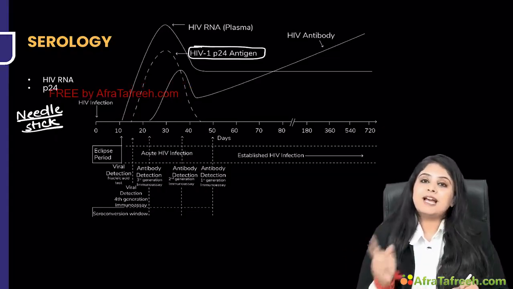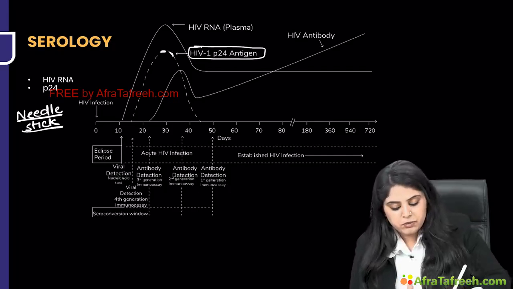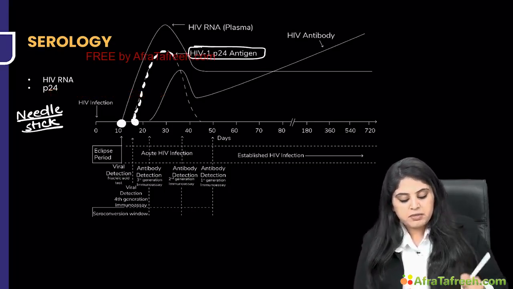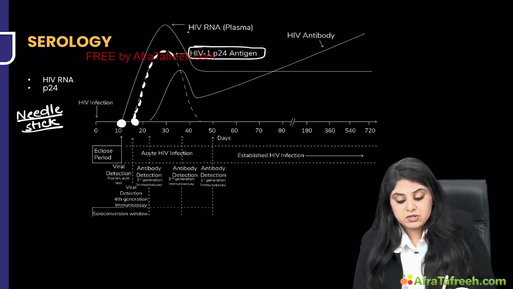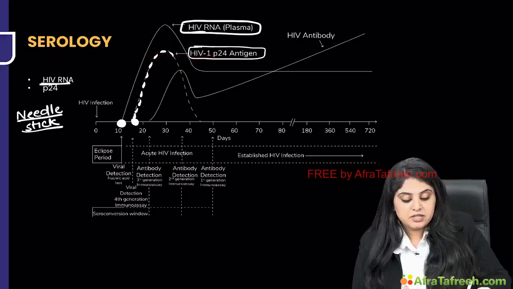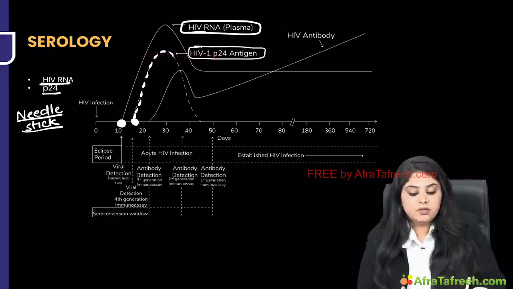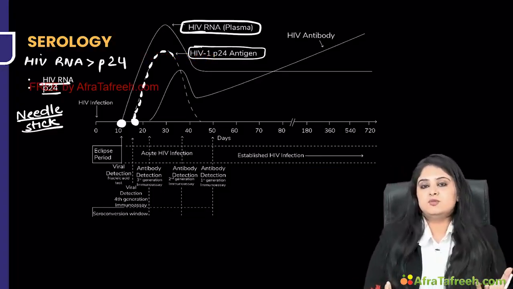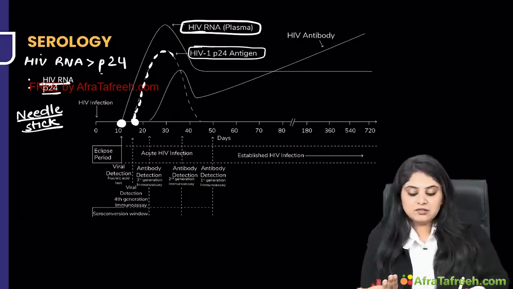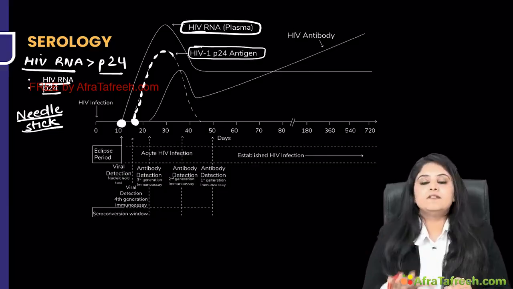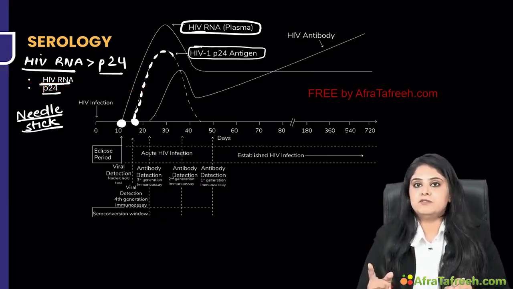But do you know what is actually the earliest? P24 will rise, okay, but what will rise even before P24 is going to be the HIV RNA in the blood. So if HIV RNA is written, you will select that over P24. Please note, the year that the question came, HIV RNA was not there in the options only. So when it was not there, then I had to select P24 as the answer. But if HIV RNA is written, then I will always select that over P24.